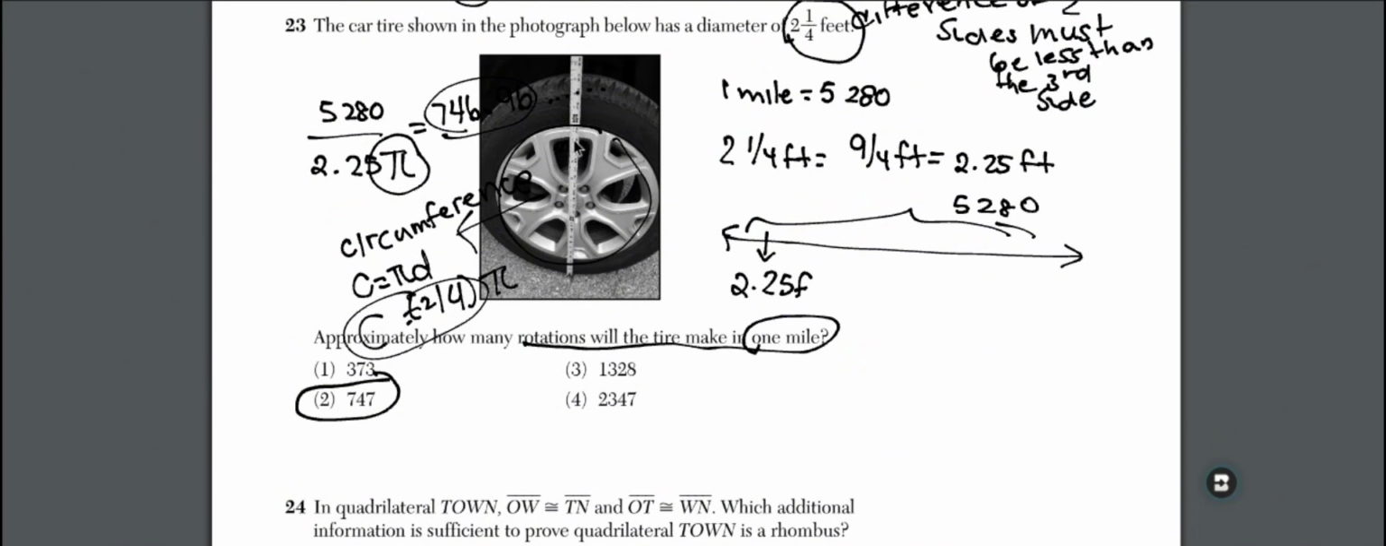And if the circumference is pi d, I know that my diameter is 2 1/4 feet and times pi, so I get 2.25 pi feet, and then I divide that and I do 5,280 divided by 2.25, and I'm going to get my answer of 747.